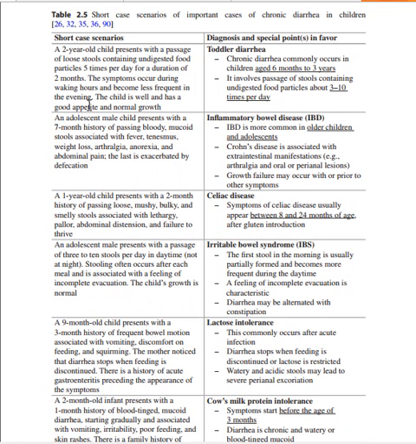So a short case scenario: a 2-year-old child presents with passage of loose stools containing undigested food particles 5 times per day for a duration of 2 months. It's more than 2 weeks already, so it's chronic diarrhea. The symptoms occur during waking hours and are less frequent in the evening. The child is well and has good appetite and normal growth. So this chronic non-specific diarrhea is much more like a form of psychogenic diarrhea.